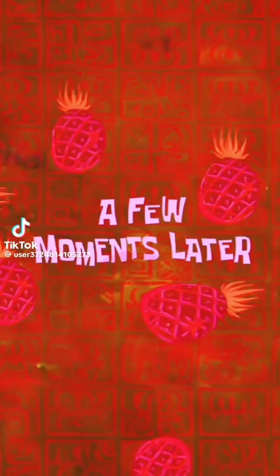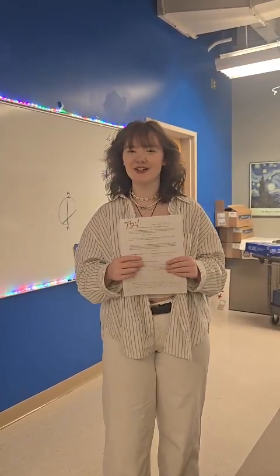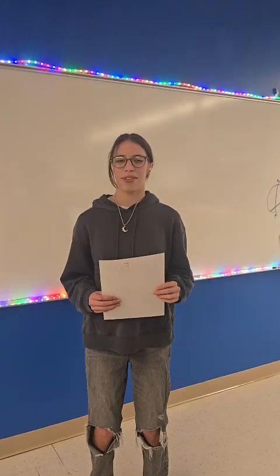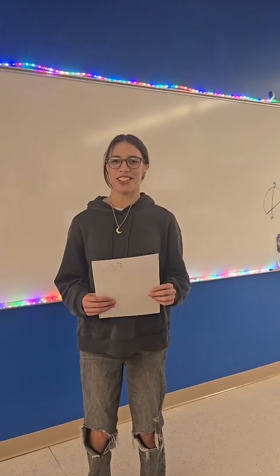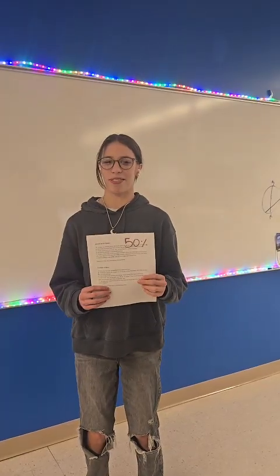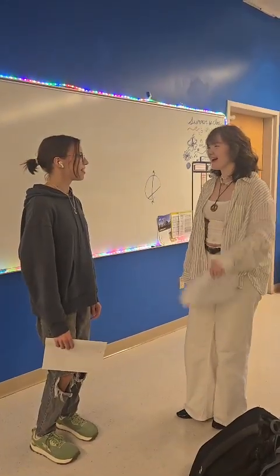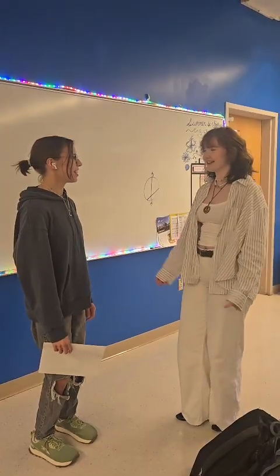A few moments later. Romeo, I got a 75% on the test. I passed. Thank goodness the teacher curved it. Juliet, I have a confession. I got a 50 on purpose so that the teacher would curve the test because I wanted you to pass. Oh, Romeo, I can't let you fail alone. I'll tell the teacher I cheated so I'll fail too.